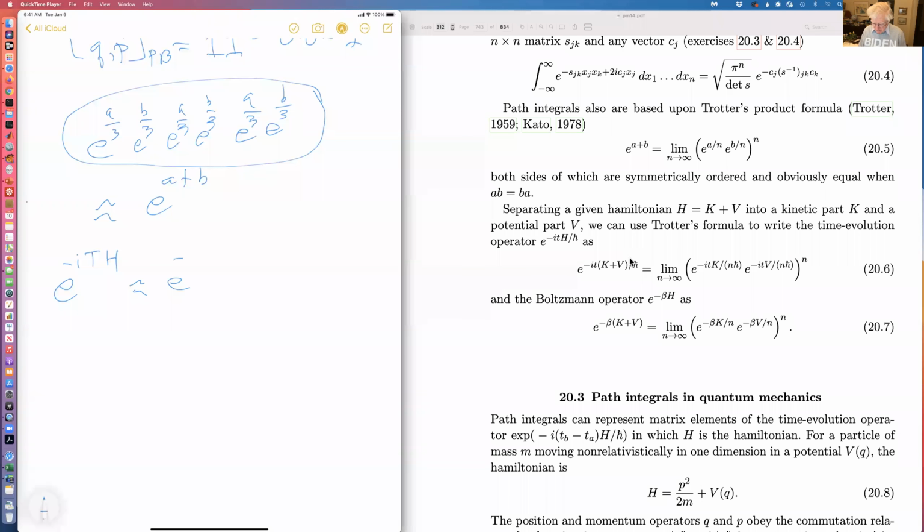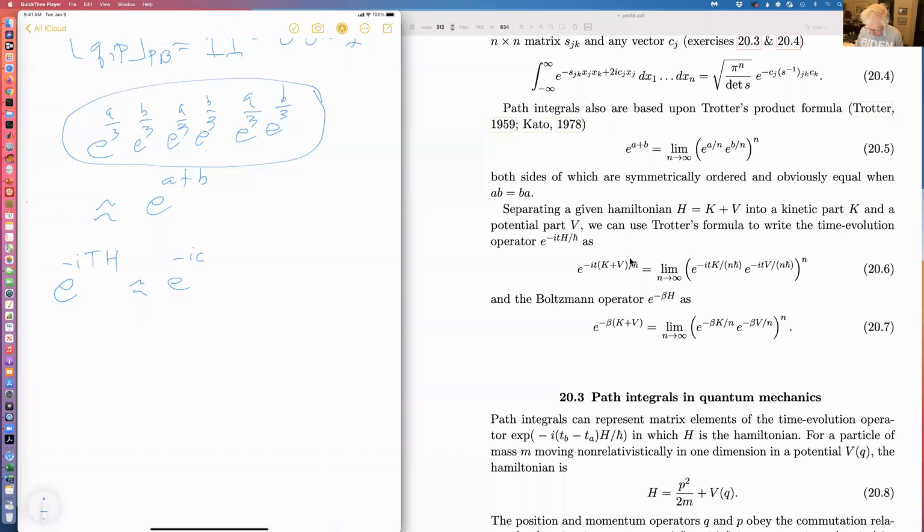approximately e to the minus i epsilon H. Well, I'm sorry, I shouldn't have written H. What I meant to write was e to the minus i, that's epsilon. Oh God, I've messed that up something awful. All right, hold on, let me just get rid of it.